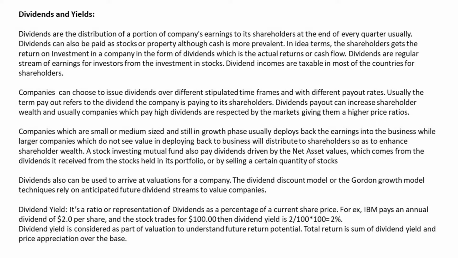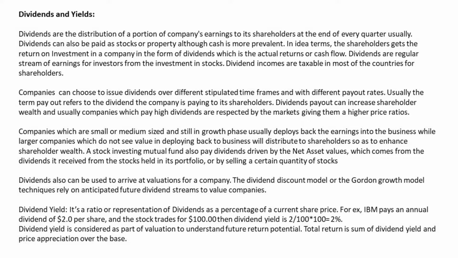Now, dividends should be looked at as a source of returns when you invest money in a stock or a company, and that is more predictable and a steady stream of earnings for the investors. The other part of the earnings comes from the price appreciation of the capital. Companies can choose to issue dividends over different time frames, and they call these payout rates. Usually, the term payout refers to the dividend the company is paying to its shareholders.